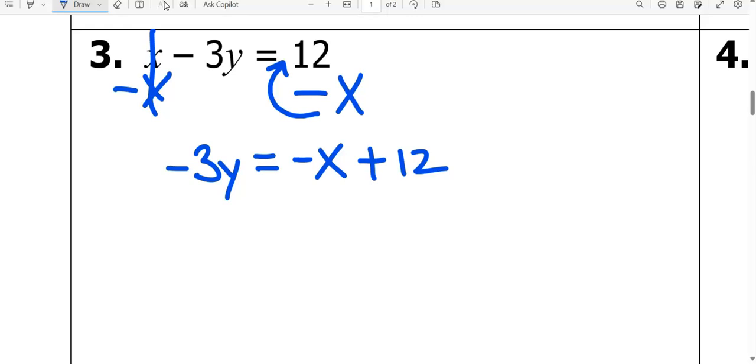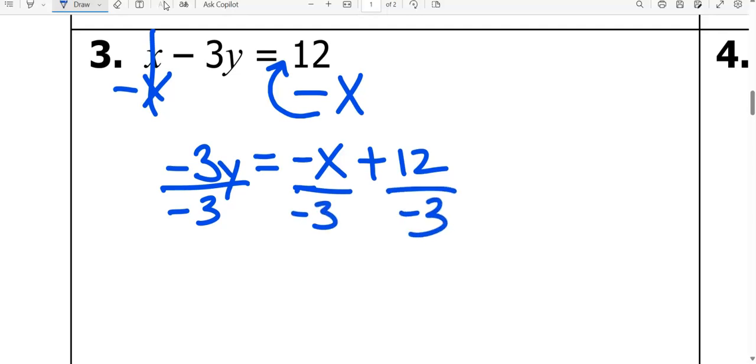And now, how do I get rid of the number in front of y? Like the last 2 times. Divide. Yes, divide by negative 3. It has to match, right? The exact same number. Divide by negative 3. Please be careful with negatives. They don't disappear. You got to do something. Oh yeah, that makes it positive.